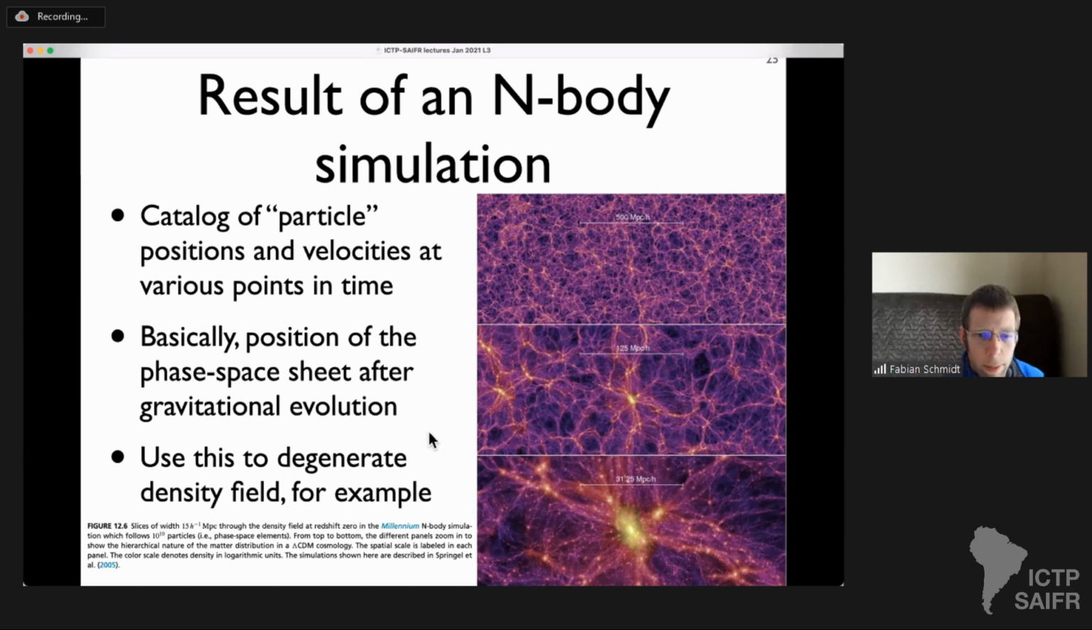Yeah, I'll get to that question in a second. So this plot again shows a slice through the density field in logarithmic units through an n-body simulation, and the different panels are zooming in.